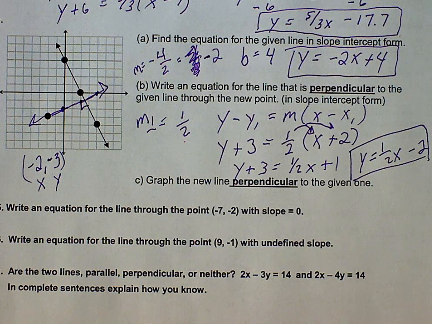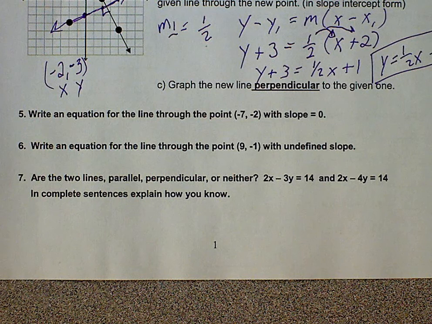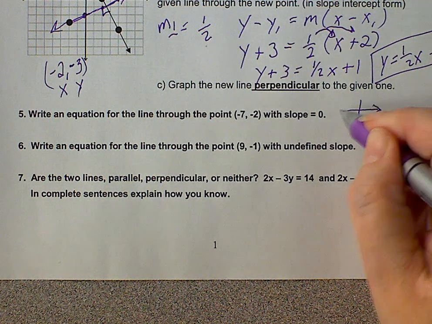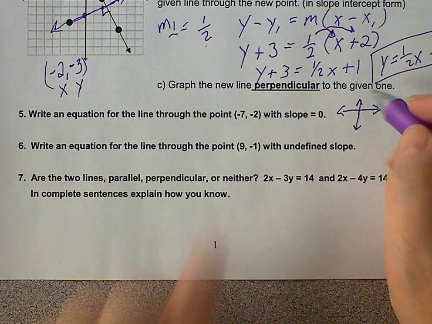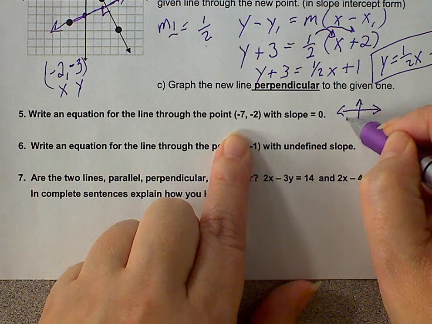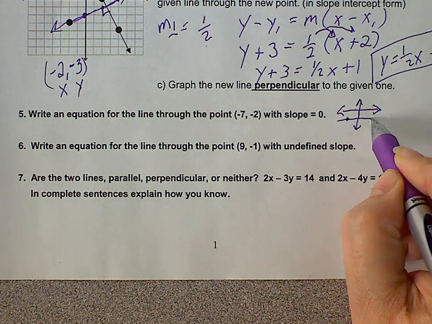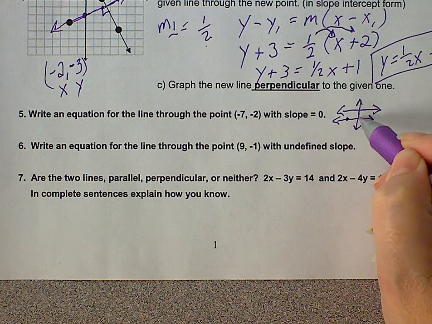Write an equation for the line through the point -7, -2 with a slope of 0. So the first thing I want you to do is show me with your arms, what does a slope of 0 look like? Slope of 0 is right, it's a flat line. So if I had my x and y axes, I go negative 7 and negative 2 is somewhere around there. I have to draw a flat line. So it's hitting my y-axis right there.